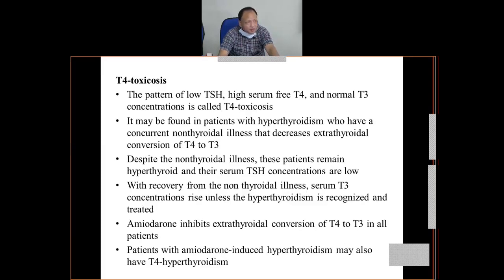The other can also happen. Instead of T3 toxicosis, you will have T4 toxicosis. This is again the same, but the TSH will always be low, the T4 will be high here, but the T3 will be normal. So this is what is known as T4 toxicosis.